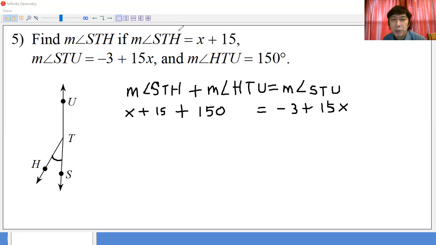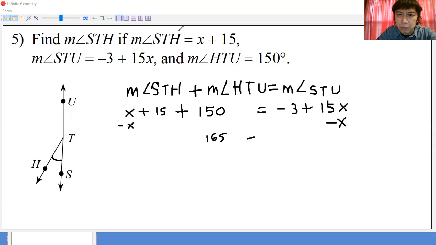We're going to solve for x here. Okay, we shall solve for x first, and then once we have the x, we're going back to the x plus 15 of the STH. That's the required. All right, so we shall start with subtraction property. We deduct the smaller x, x minus x here, and then we have here the minus x. Applying minus x to both sides and combining like terms, 150 plus 15, that should be about 165. So this is 165 here.